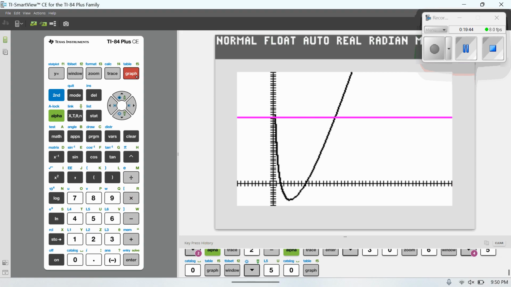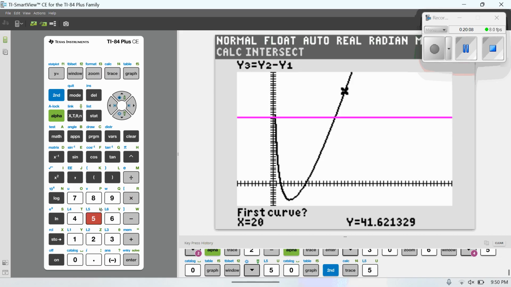So I need to find this point of intersection because I want this part. Remember the question said, for how many weeks should Mr. Passwater use Model M? So this is going to be where it now exceeds, goes over 30, because the pink line is 30. So I want to stop it right here. So I'm going to find my point of intersection. Second trace 5. Enter 3 times. Here is my point of intersection.